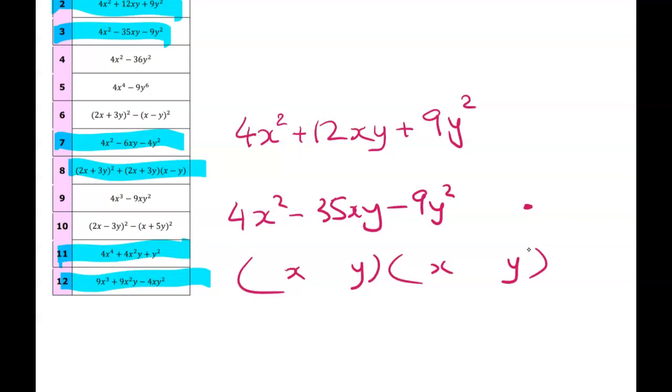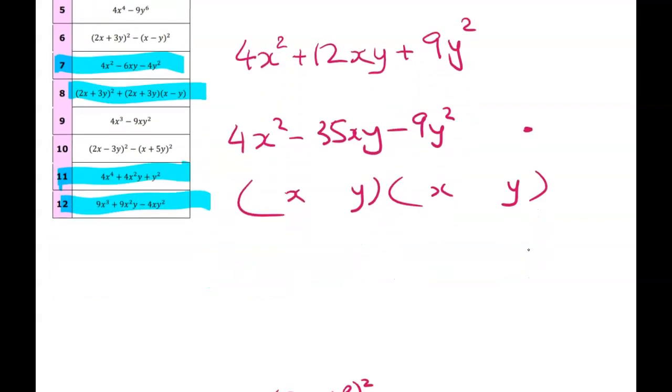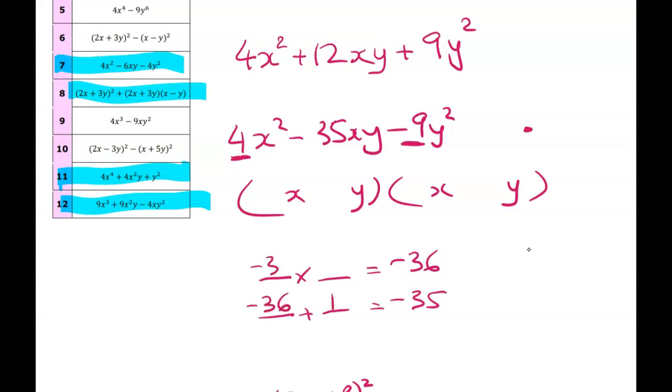So I can work with grouping as usual again. I want two numbers that multiply to give me 4 times negative 9, negative 36, and I want them to add to give me negative 35. In this case, negative 36 plus 1 will work out nicely. And that's how we can split up the middle term.